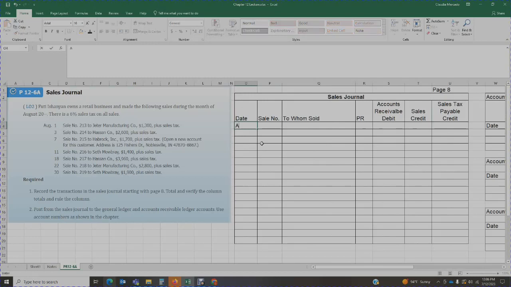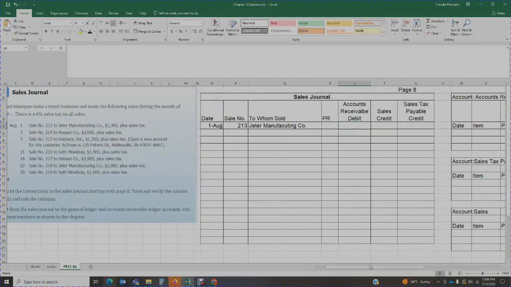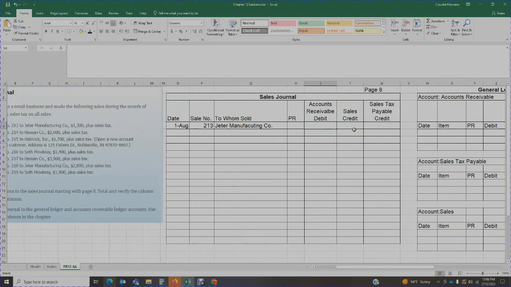So let's begin with August the 1st. We've got sale number 213. Who did we sell it to? We sold the merchandise to Jeter Manufacturing. This is very simple to create, and it basically gives us a breakdown of how we're going to be journalizing our entry. For the post reference, I'm leaving it blank because I still have not transferred this information to my ledgers. The post reference is filled when we transfer the information to the ledger.